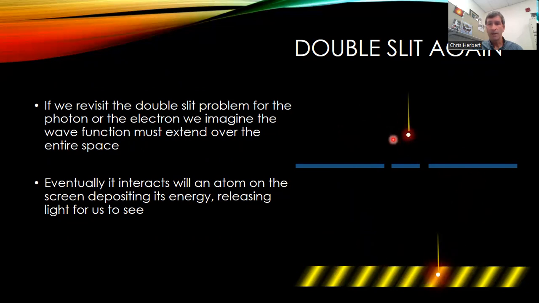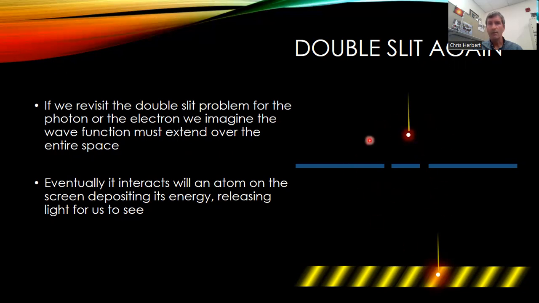So the wave function is basically restricted by these two openings. That produces an interference effect. And that, of course, is going to have a very important impact on the probability of where this single photon or single electron is going to land before it releases all of its energy, okay?